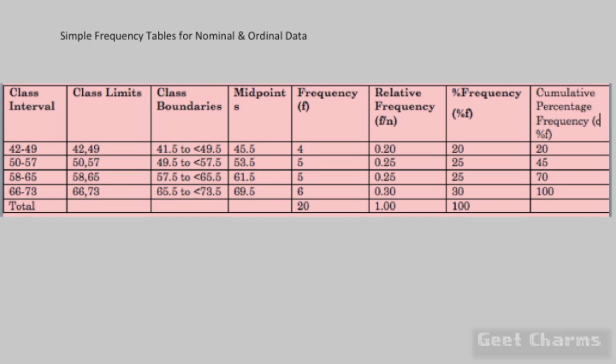So the cumulative percentage frequency gives the percentage of observations up to the end of a specific value. How you get these: you take the percentage frequency on the left, you start off with 20, as you can see, and then you add what's below that 20, which is 25, and that will get you 45. Then add that 45 with the 25, that will get you 70. 70 plus 30 will get you 100. That's how you get the cumulative percentage frequency.